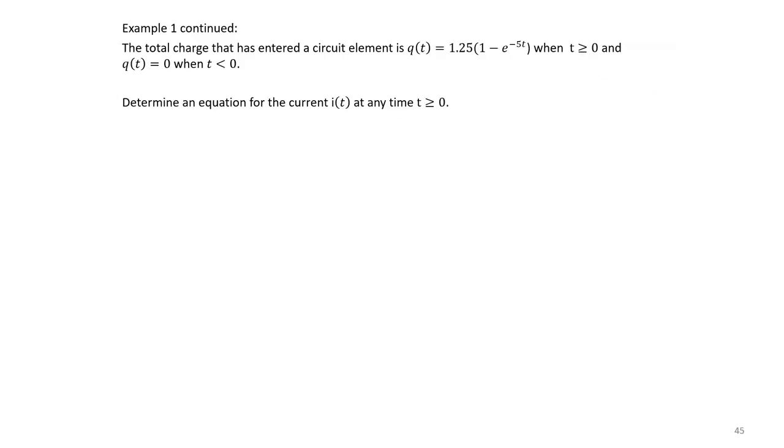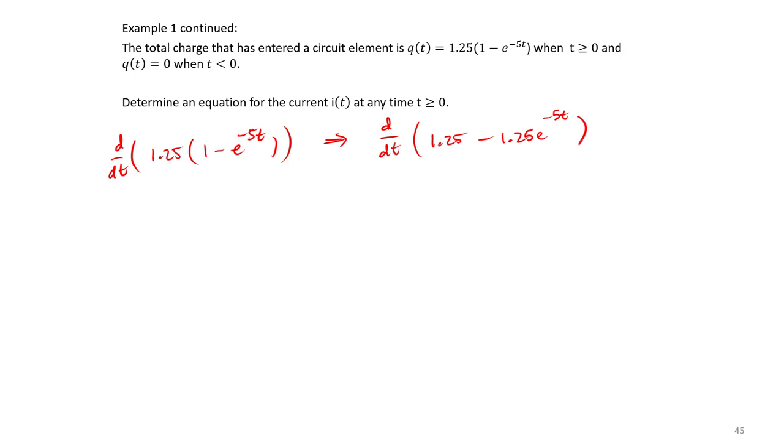Okay, so I'm going to go ahead and take the derivative. So in this case, I want to take d dt of 1.25 times 1 minus e to the negative 5t. So I'm just going to distribute my 1.25. And now we know that the derivative of a constant, d dt of 1.25, is just going to be 0. And then similarly, we want to take the derivative of that exponent. So we just move the negative 5 in front. So this becomes negative 5 times negative 1.25 e to the negative 5t.